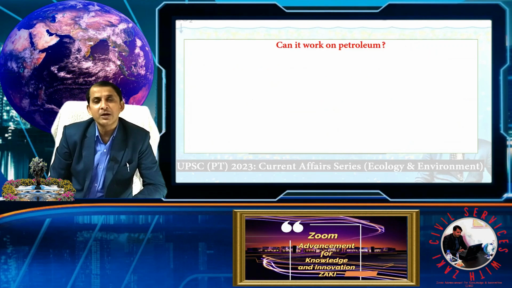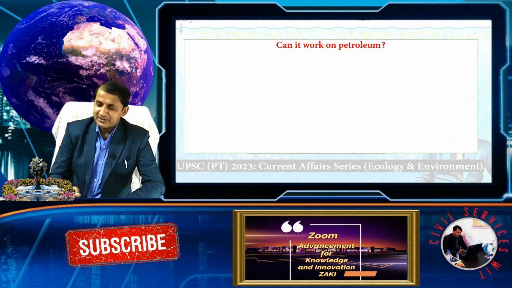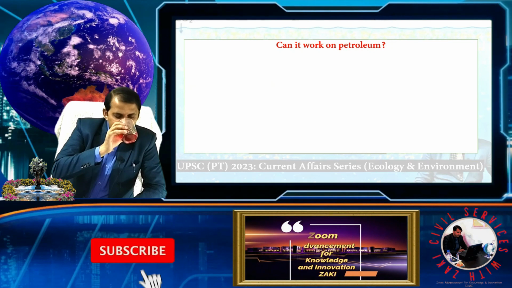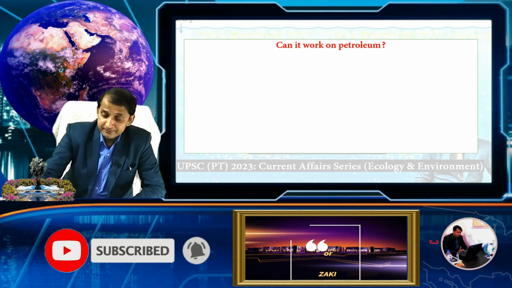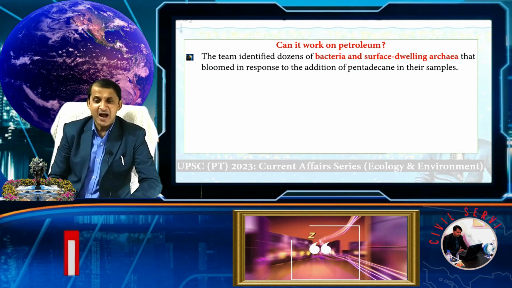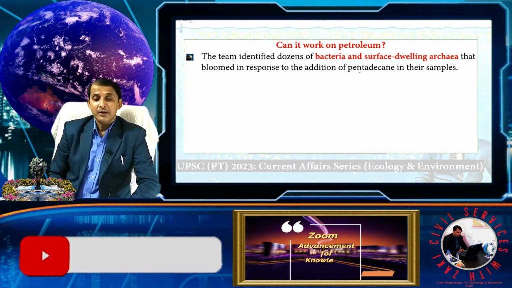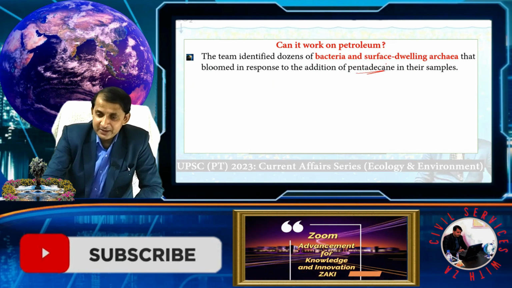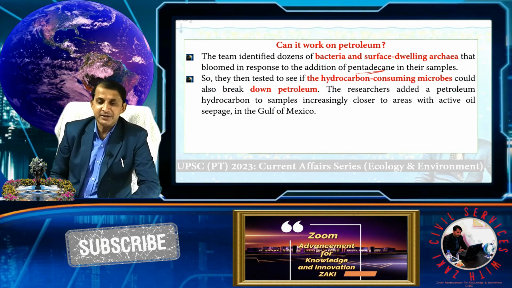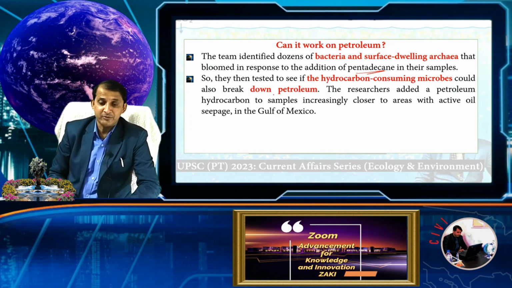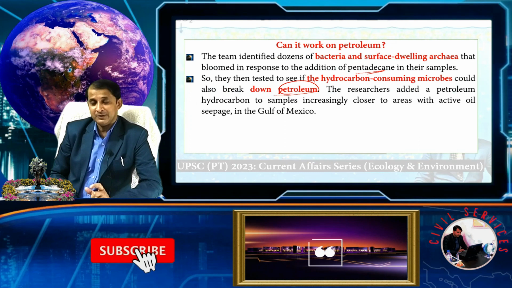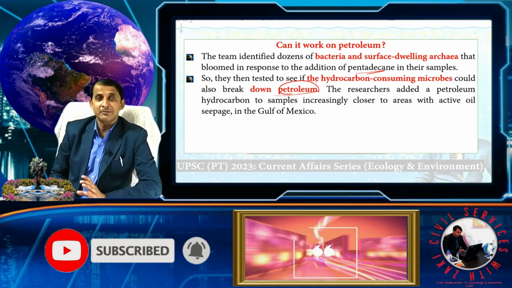Another is, can it work on petroleum? The pentadecane is natural, but the petroleum is not. So see here, the team identified dozens of bacteria and surface-dwelling archaea that bloom in response to the addition of the pentadecane. But if you see, they also tested whether the hydrocarbon-consuming microbes could break down the petroleum. Few bacteria gave a positive result, but most of the bacteria were negative.